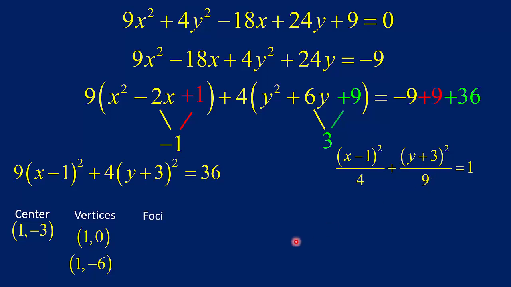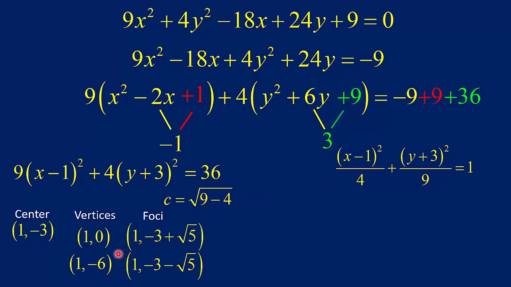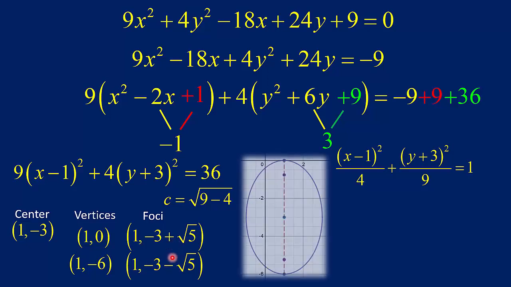Now as far as the foci goes, we're going to need the c. We're going to need the square root of the difference of these two values, 9 and 4, which is 5, square root of 5. So for the foci, the x's stay the same, but I have -3 plus square root of 5 and -3 minus square root of 5. And that will give you both foci for a graph that looks something like this.